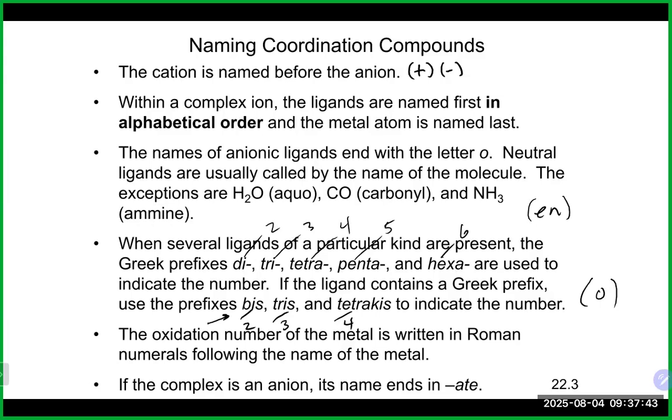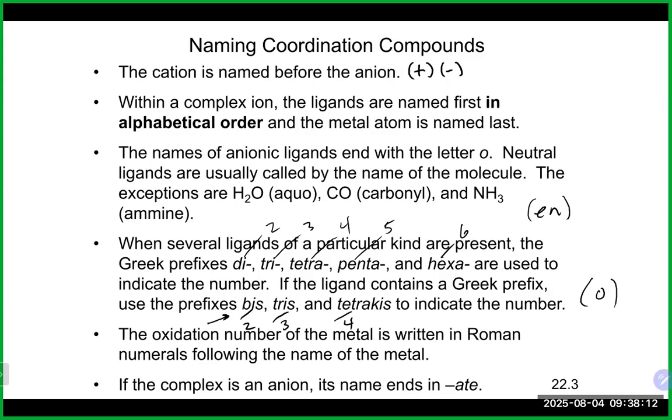Now, probably the weirdest thing that occurs when you're naming these things has to do with the complex ion, and it has to do with whether or not your complex ion is positive or negative. If your complex ion is positive, when you go to name the transition metal, you just use the regular name. So if it's copper, it's copper. If it's iron, and so forth.